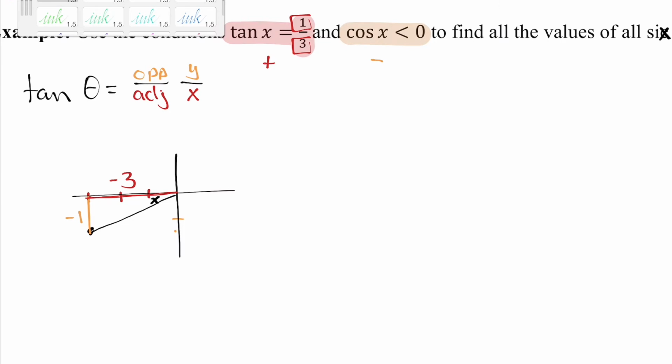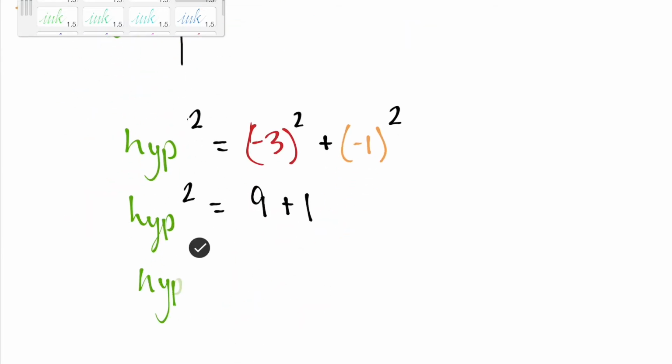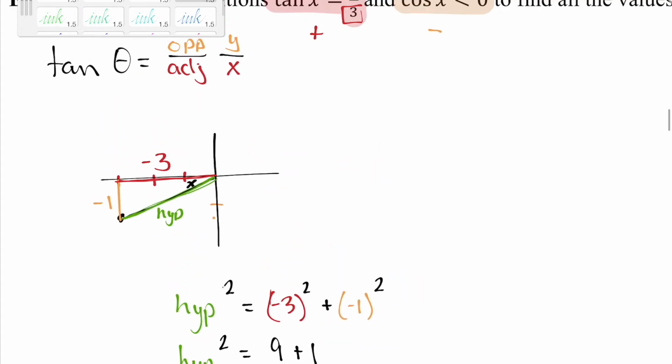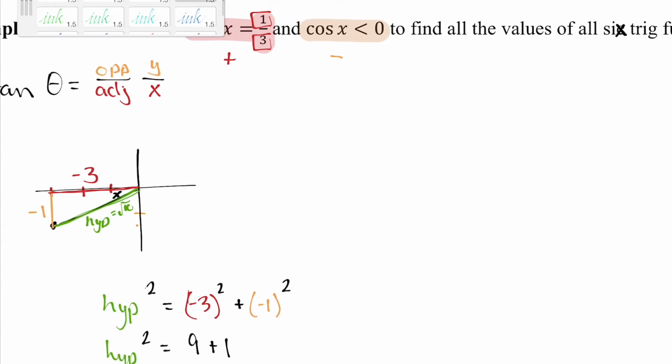So now, in order to find my sine and my cosine, they want all 6 trig functions. That means that I need to have my hypotenuse. So I've got to figure out what this hypotenuse is, which I can use the Pythagorean theorem for. So now I've got my hypotenuse being the square root of 10, and I have everything that I need in order to find all 6 of my trig functions.